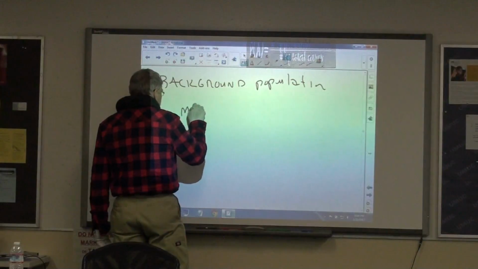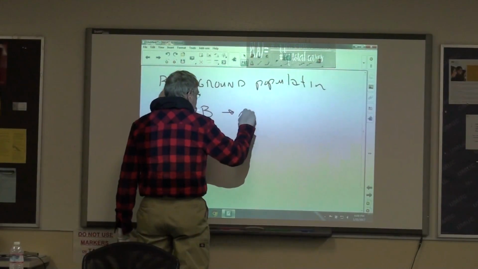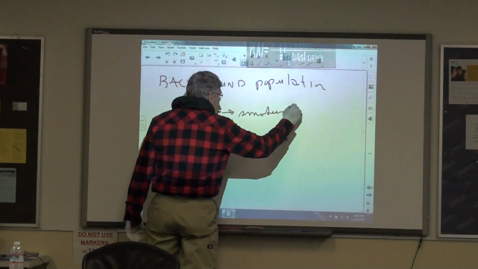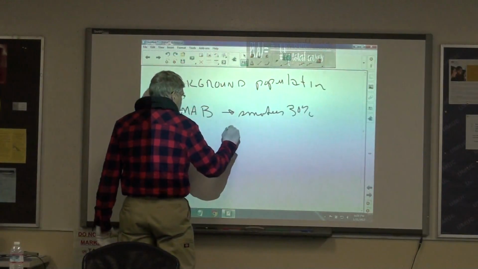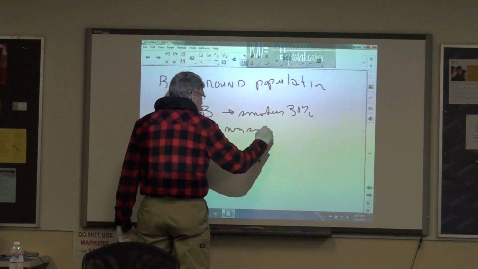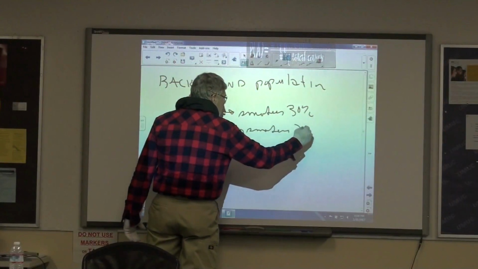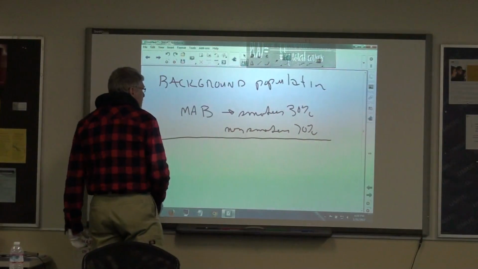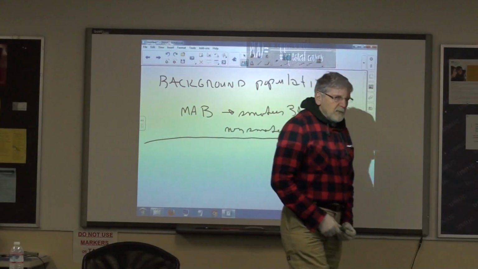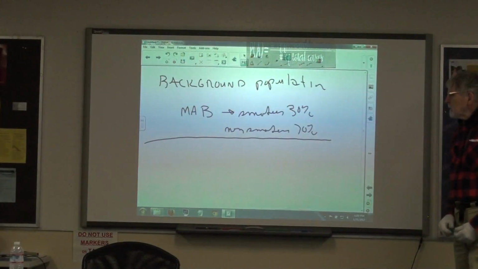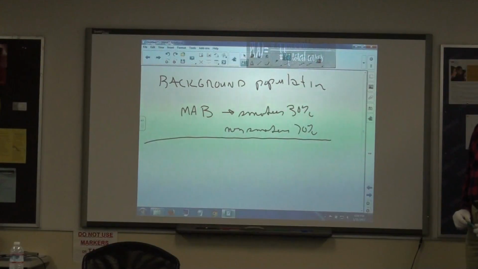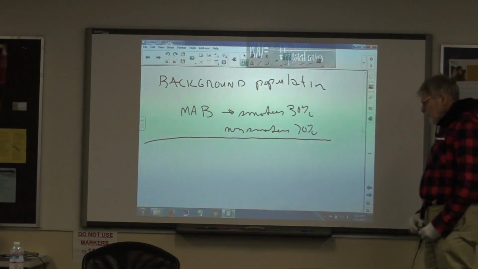Misawa Air Base, smokers, 30%. Non-smokers, 70%. So you have to know this going in. You have to know the percentages in the background population. This is the first requirement for a binomial distribution. You know the percentages in the background population. I'm going to assume there's 30% smokers at Misawa Air Base and 70% non-smokers.